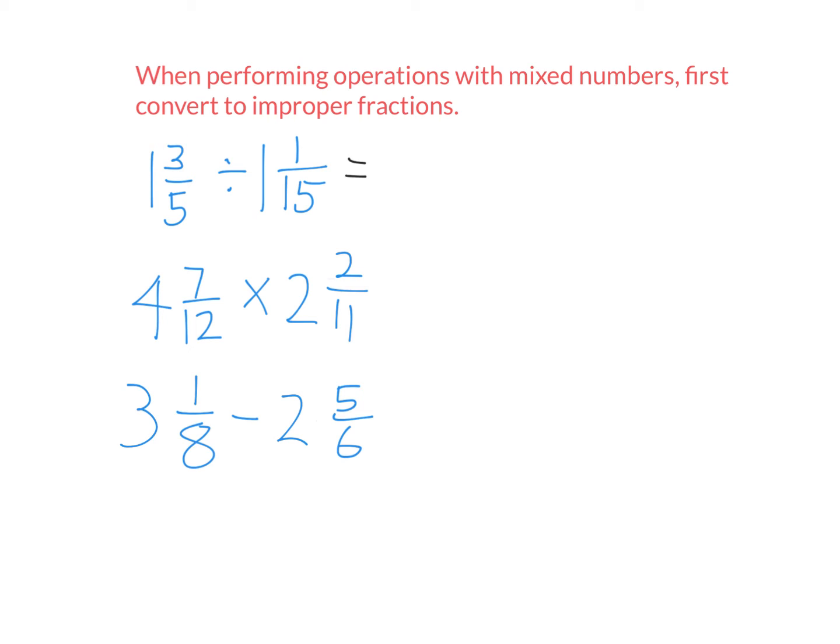So 1 times 5 plus 3 is 8, so 8/5. 1 and 1/15 becomes 16/15. So the way I divide fractions, you already know this.